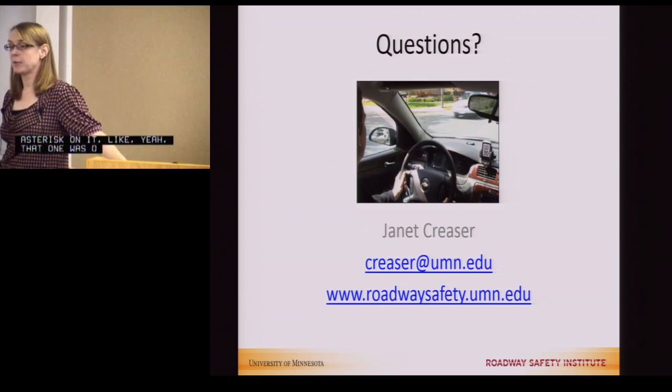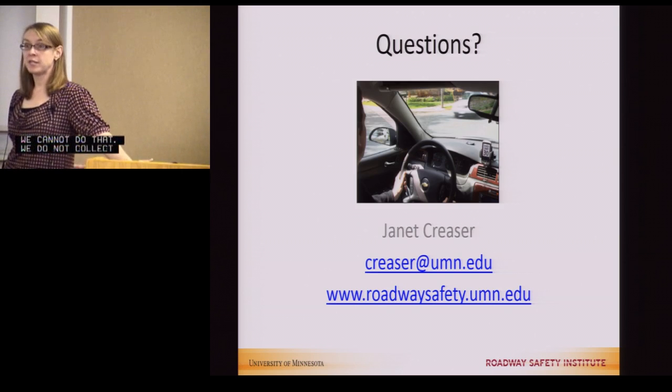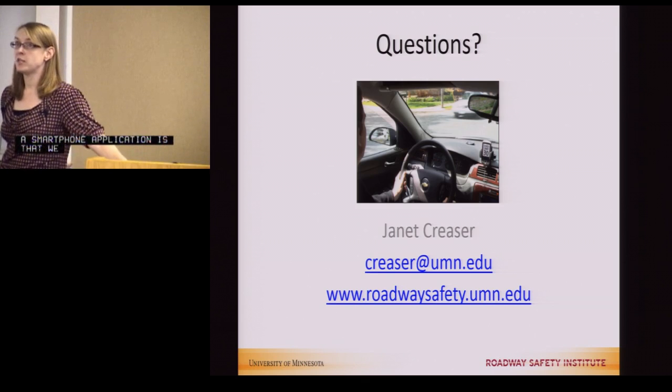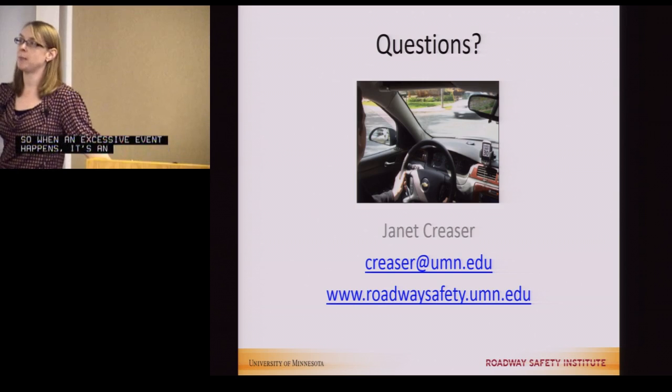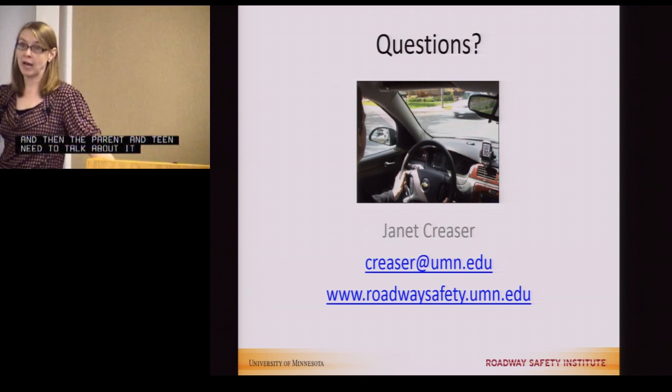Yeah, that's a really good question. There is a device on the market, but we cannot do that. We do not collect video. One of the limitations of a smartphone application is that we don't look inside the cab of the vehicle, and we don't look at the roadway outside. So when an excessive event happens, it's an excessive event. The message goes to the parent, and then the parent and teen need to talk about it and figure out what happened and why it happened.